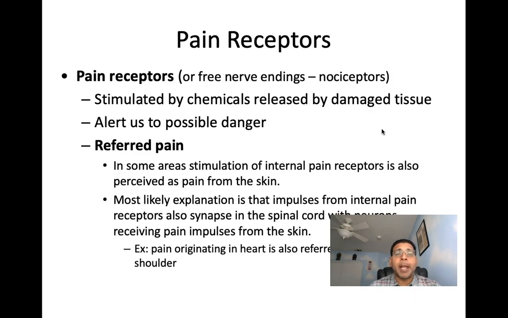And then last here, we can appreciate our pain receptors, or our free nerve endings, which nociceptors are also known as. They're going to be stimulated by chemicals released by damaged tissue, and they're going to alert us to possible danger. Next, I want you to understand the term referred pain. When we talk referred pain, we'll see in some areas, stimulation of internal pain receptors is also perceived as pain from the skin. The most likely explanation is that impulses from internal pain receptors also synapse in the spinal cord with neurons receiving pain impulses from the skin. For example, when we have pain originating in the heart, it's also going to be referred to the left arm and the shoulder. So that's referred pain.